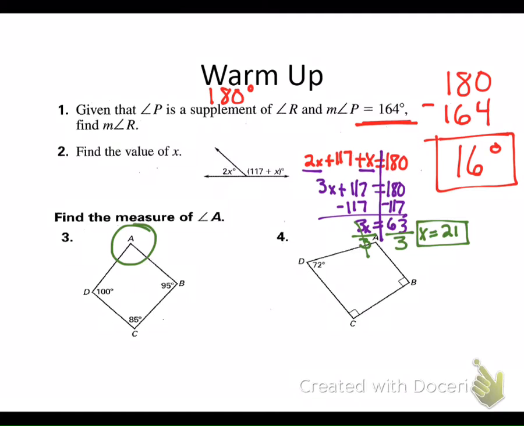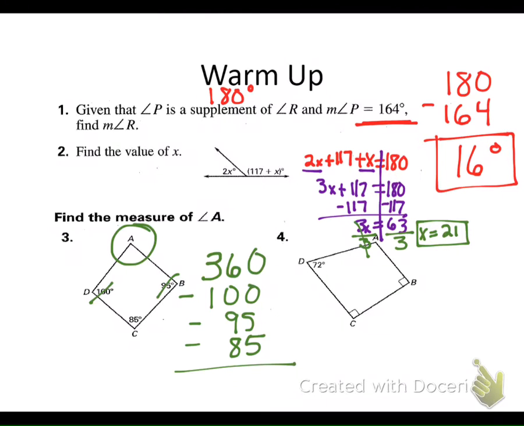How would we find the measure of angle A? What's that magical number? 360. So 360 minus what? Minus 100 minus 95 minus 85. And then what does that leave us with? Can someone do the math? 80? 80 degrees.